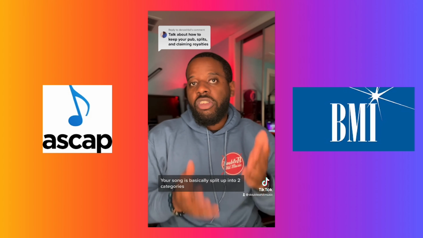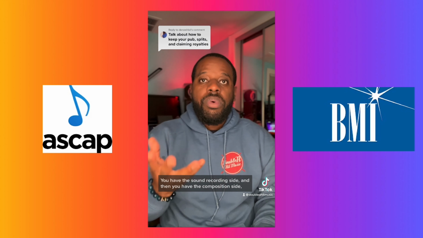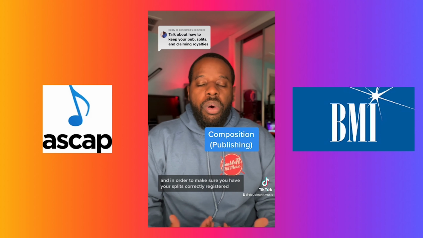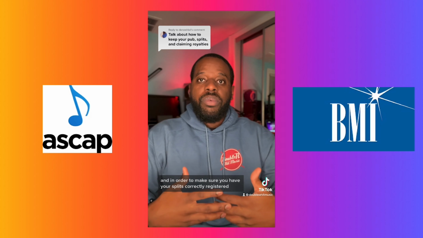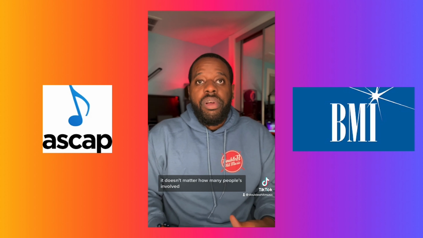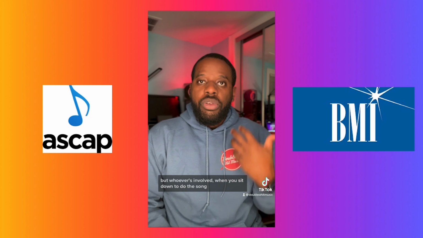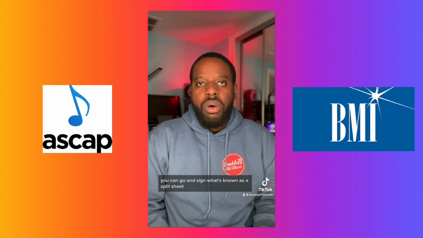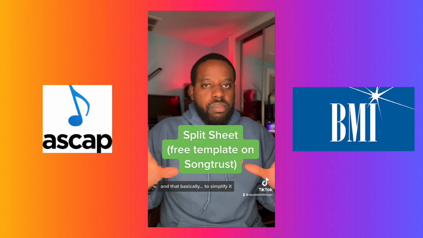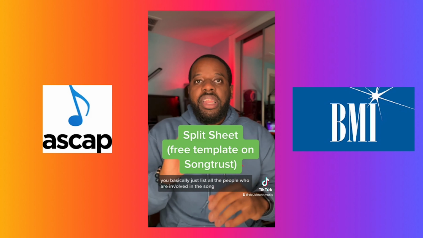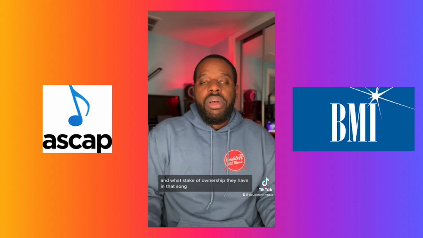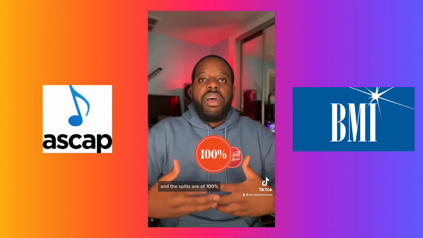Your song is basically split up into two categories. You have the sound recording side, and then you have the composition side. And in order to make sure you have your splits correctly registered or assigned to whoever's involved, it doesn't matter how many people are involved, when you sit down to do the song, you can sign what's known as a split sheet. To simplify it, it basically just lists all the people who are involved in the song and what stake of ownership they have in that song. And the splits are of 100%.